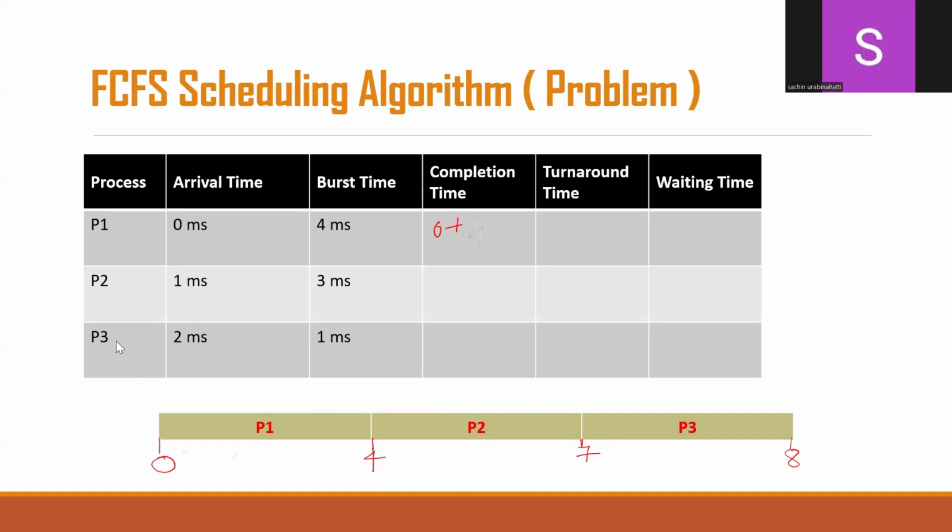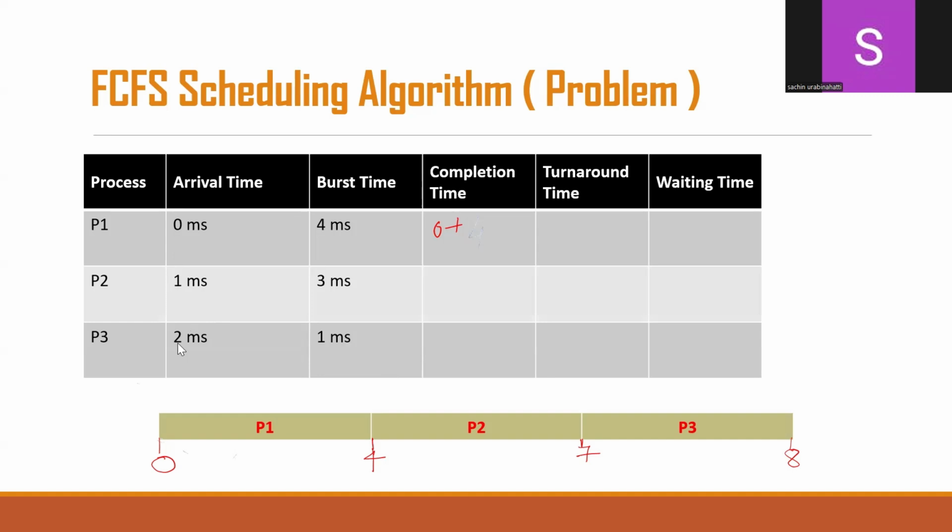And which is the third process to be carried out? As you can see here, the arrival time is 2 microseconds. Which is arriving first? P1. Which is arriving second? P2. And which is arriving third? P3. As P3 is arriving last, it will be taken last for execution. What is the total execution time for P3 over here? It is just 1 microsecond.